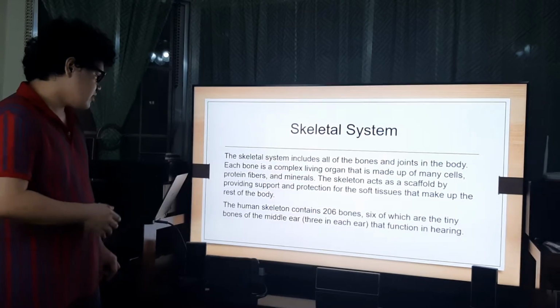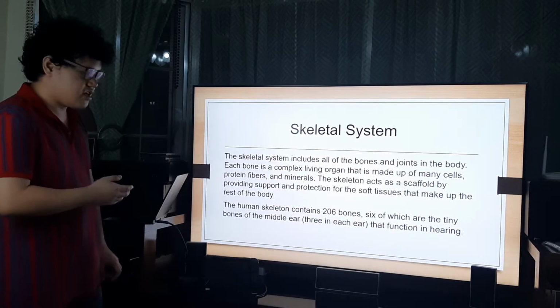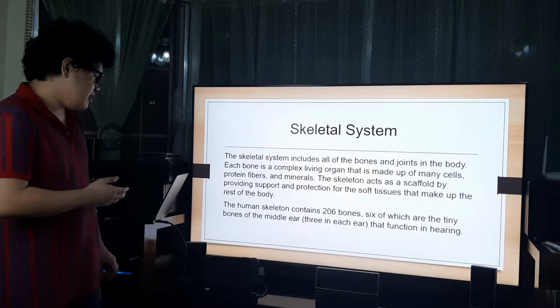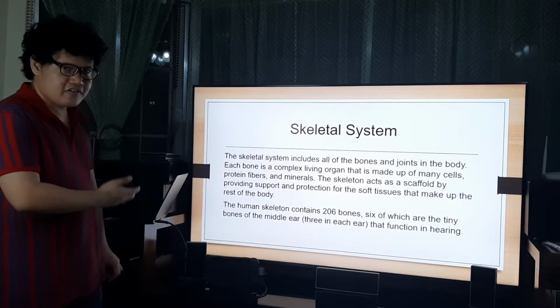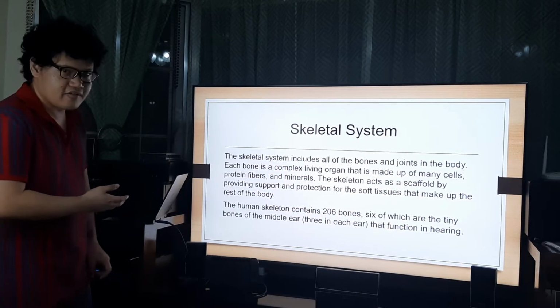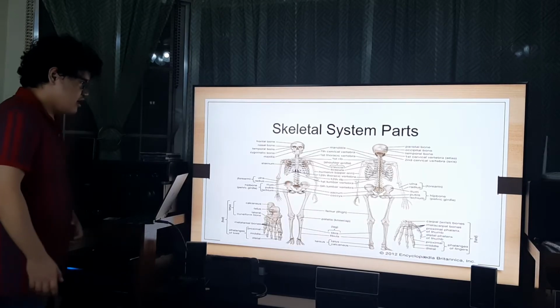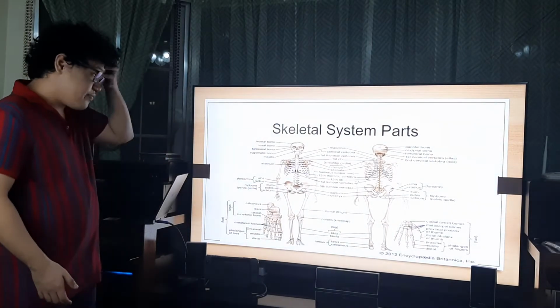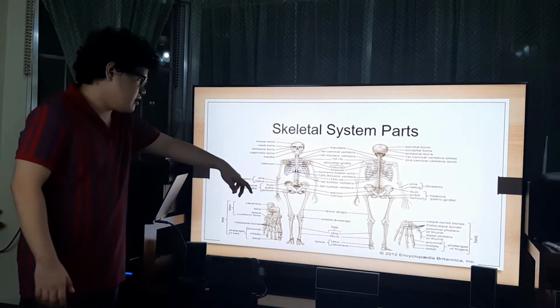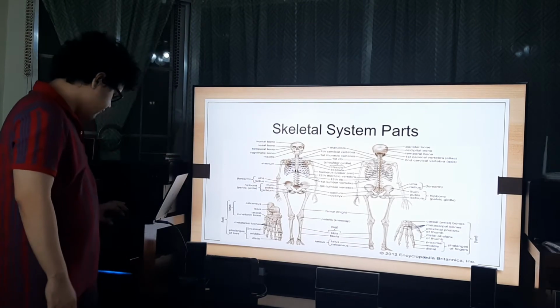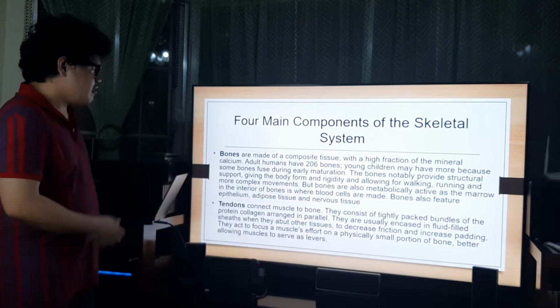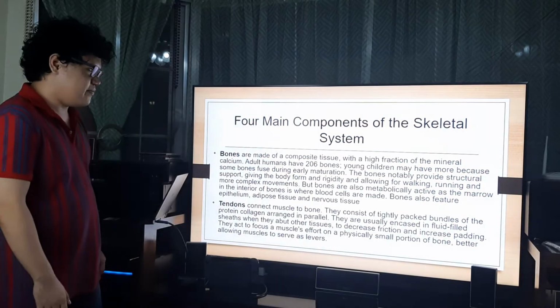of the body. The human skeleton contains 206 bones, 6 of which are the tiny bones of the middle ear, 3 in each ear, that function in hearing. Here are the parts of the skeletal system: the frontal bone, nasal bone, and the backbone. The 4 main components of the skeletal system.